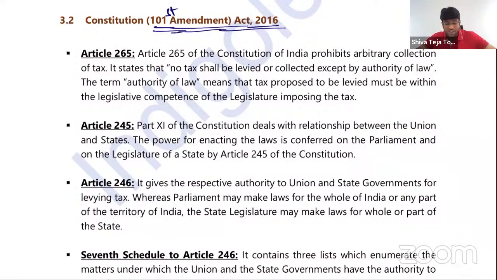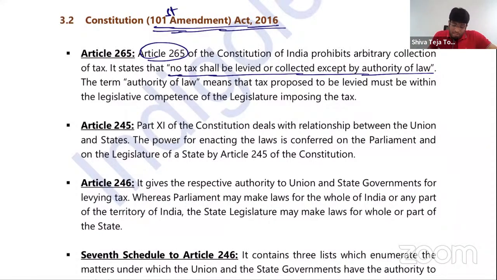Constitution 101st Amendment Act 2016. And I'm sure you know very clearly about Article 265. What is that? No tax shall be levied or collected except by the authority of law. Government cannot just like that impose or levy any tax except with the authority of the law. So if the government is collecting some tax, they should have got that power from a particular statute or law. Only then can they impose any taxes in India.